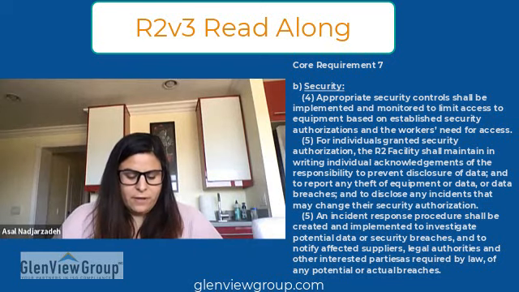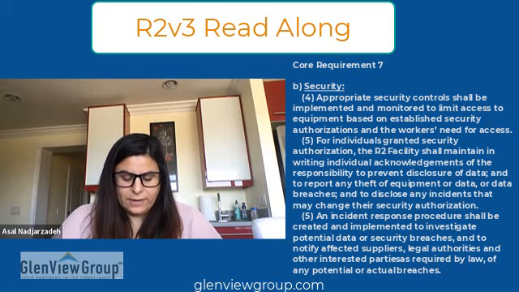And B5, for individuals granted security authorization, the R2 facility shall maintain in writing individual acknowledgements of the responsibility to prevent disclosure of data and to report any theft of equipment or data breaches, and to disclose any incidents that may change their security authorization. So this is probably like a form.